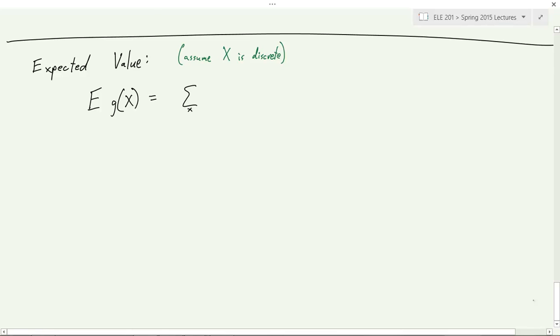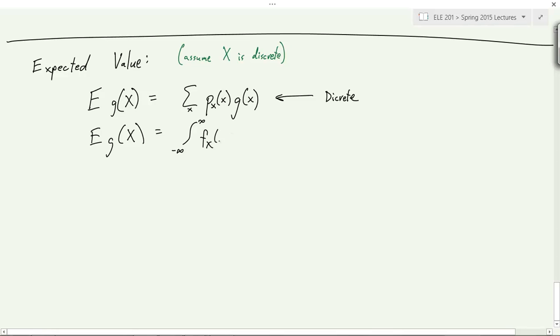If it's discrete, then the expected value is the sum over all outcomes of the probability of that outcome times the value of the function. Okay? So this would be for discrete. For continuous, we get something very similar. It's the integral instead of the sum of the density times g of x. You'll notice there's always an analogy between discrete and continuous. You just change the sums to integrals.